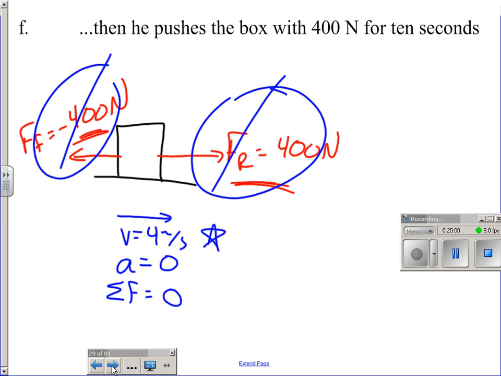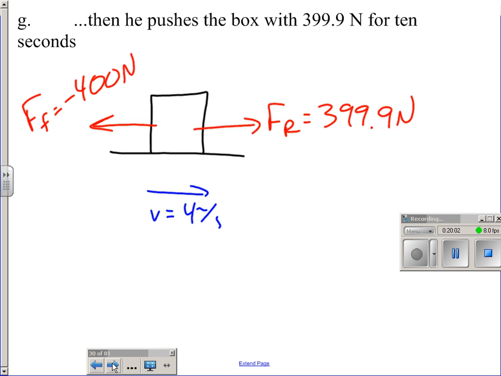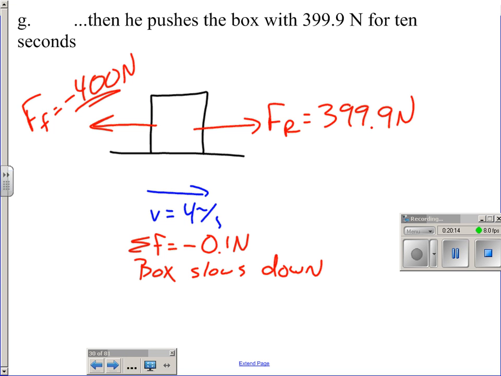But now that it's moving, friction's going to exert its maximum force. So now our net force actually turns out to be negative 0.1 newtons, and so now the box will slow down for 10 seconds.